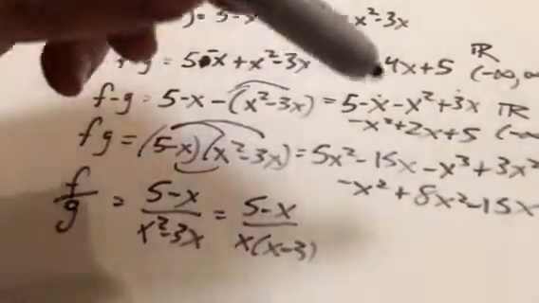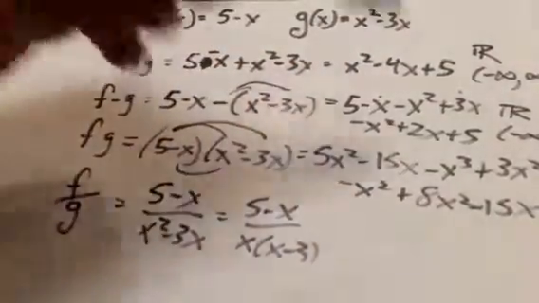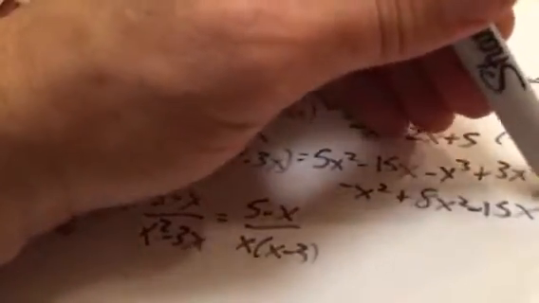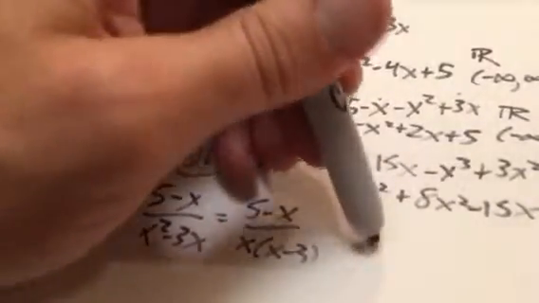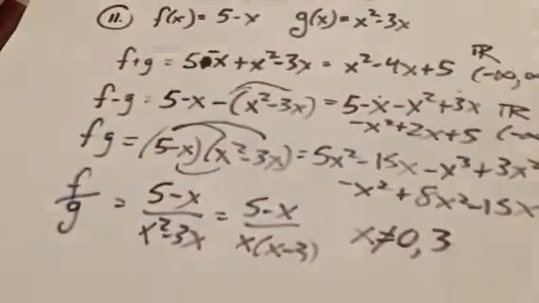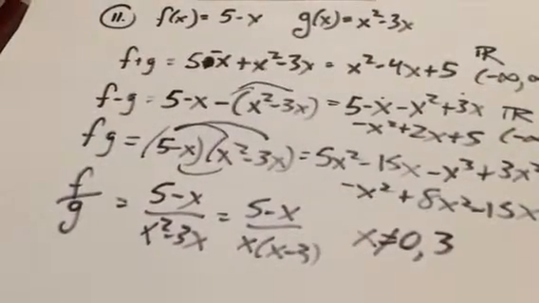Here's the trick though. Now for my domain, I can't divide by 0. So I know that x cannot equal 0 or 3. So I can write my domain that way, and that's just fine.